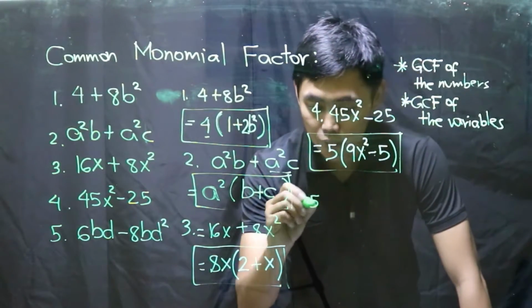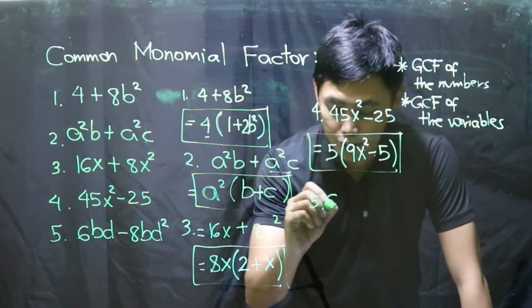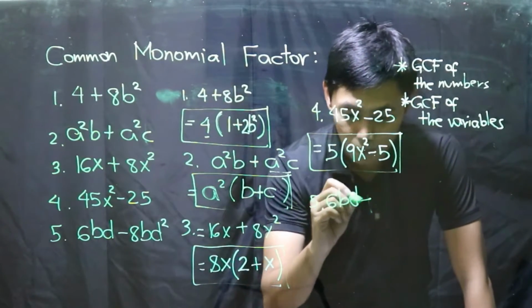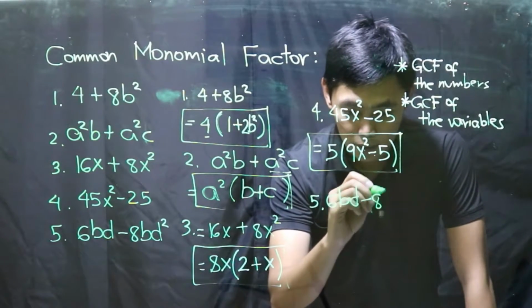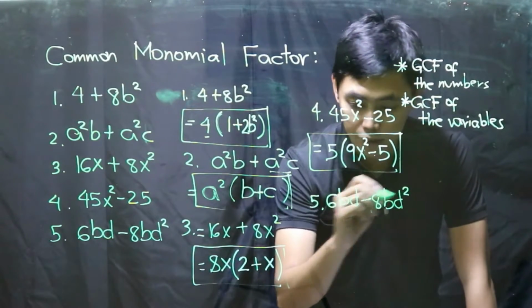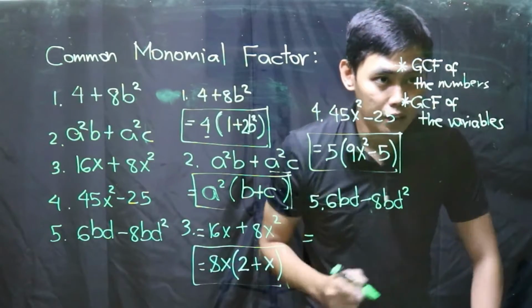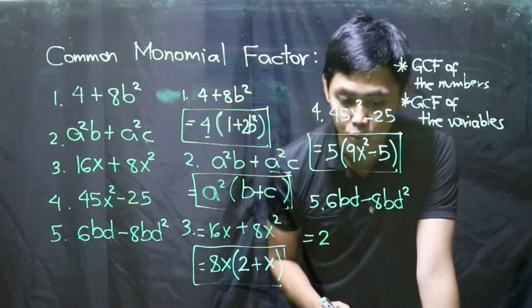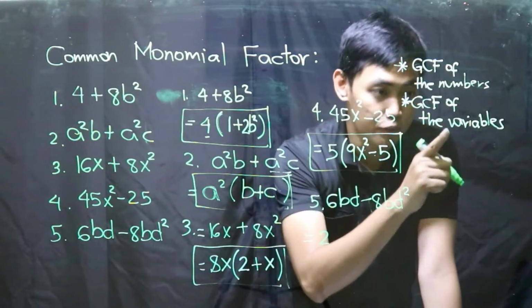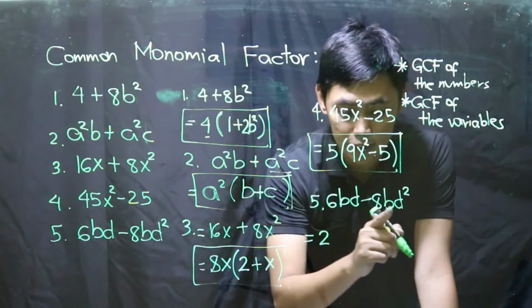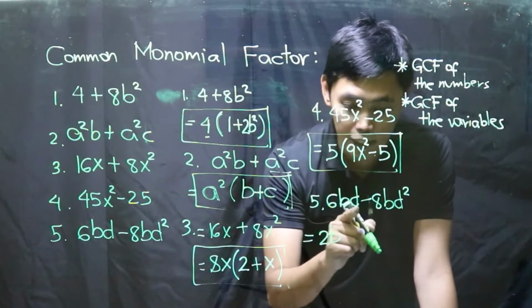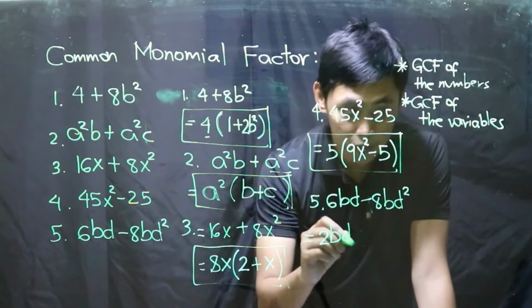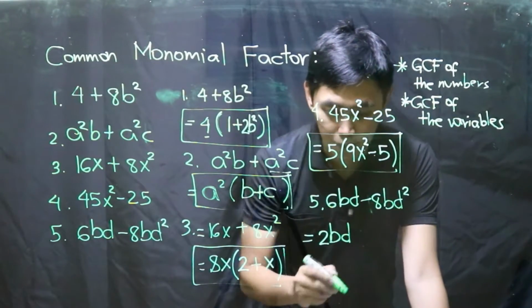Next, number 5. That would be 6bd minus 8bd squared. So first, the GCF of the numbers, 8 and 6, that would be 2. Then, variables, naa tay b parehas, so i-write ta b. Naa tay d parehas, pero usa ra ka d. Kaya mao na ang greatest common factor nila.